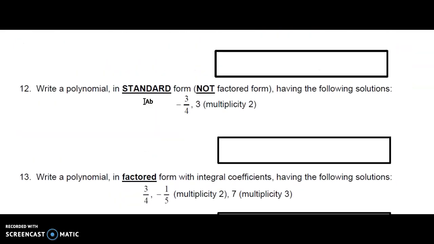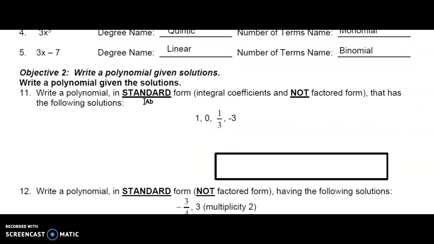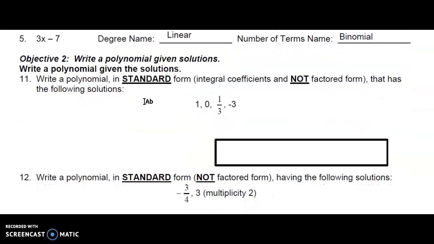Okay, so we are now going to move on to Objective 2, which is to write a polynomial given the solutions. Now, we can write polynomials in 2 ways. We can write them as factored form, which is just listing out all the factors, or standard form, which again is highest exponent to lowest exponent. In order to get standard form, you must first find the factored form and then multiply it together to get it into the standard form.